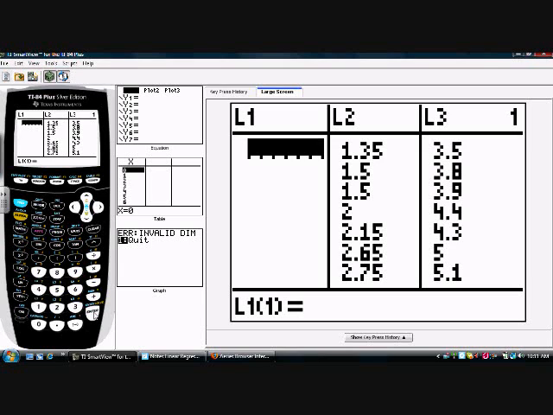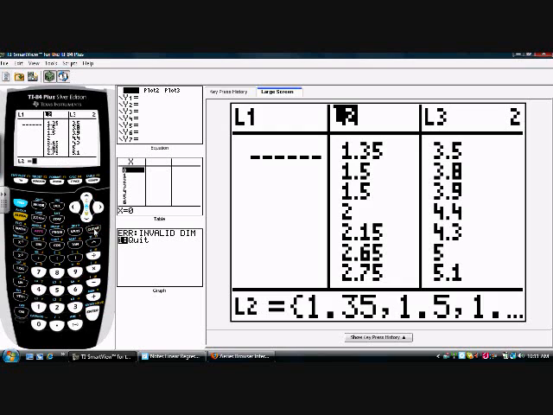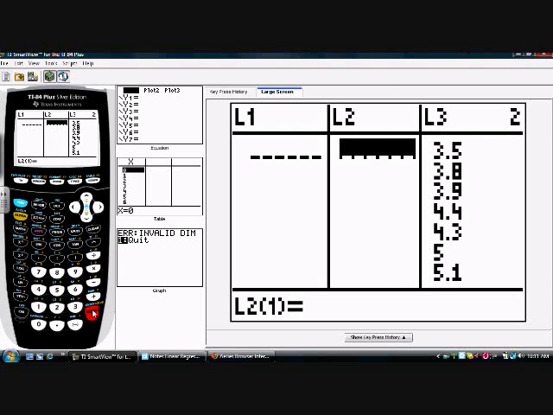I'm going to do that for my second list because we're going to use the first list for the inputs, the x's, and the second list for the y's.